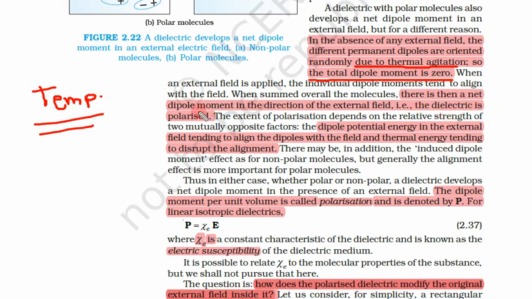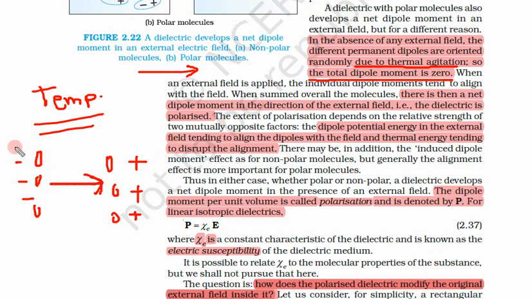There is a net dipole moment in the direction of the electric field. When an electric field is applied, you saw that there is a net dipole moment. The negatively charged parts were aligning on the left, and the positively charged sides were aligning on the right, as you saw. So there is a net dipole moment in the direction of the field.